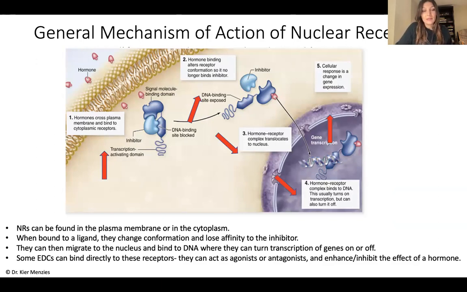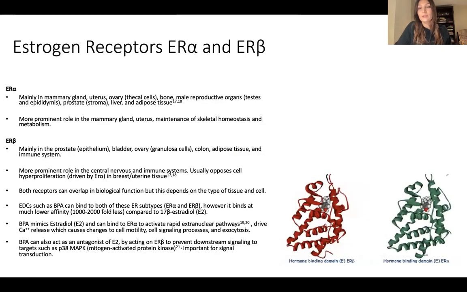And some endocrine disrupting chemicals can bind directly to these receptors. They can act as either agonists or antagonists, and they can enhance or inhibit the effect of a hormone. So ultimately, the cellular response will be to change gene transcription.